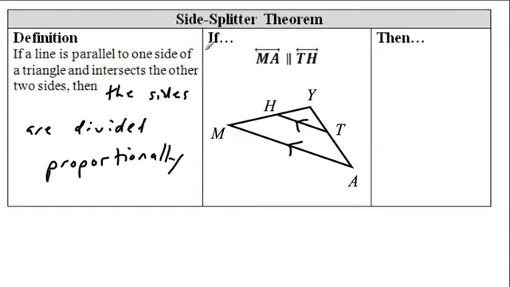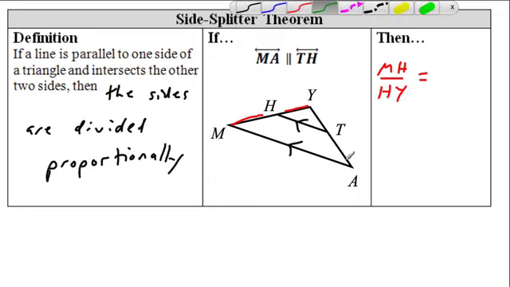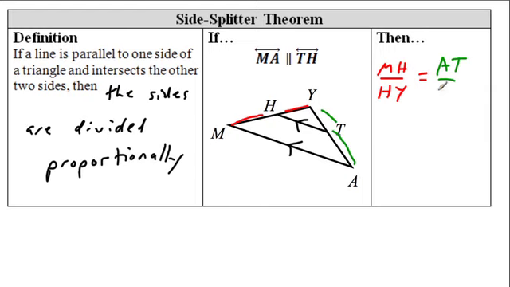Excellent. So what does that mean? Let's go ahead and write down what this means. Here's my picture. It means that this side is proportional to this side. So MH is to HY as what has to be true? If I go on the flip side, AT is to TY. So they're proportional. And then we can use that to solve lots of stuff. So that's the side splitter theorem.